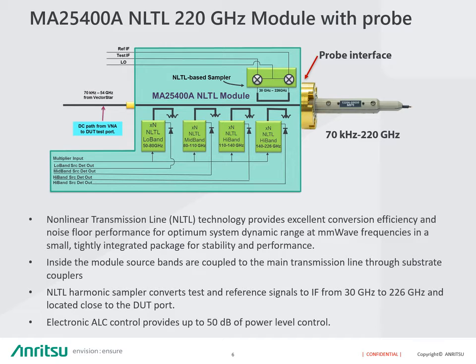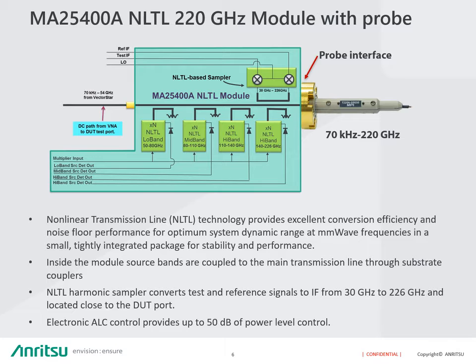The 220 gigahertz module provides a DC path back to the VectorStar baseband VNA. So VectorStar is providing the signal from 70 kilohertz up to 54 gigahertz and passes directly through the module to the test port. The module then provides the source bands, and those are coupled onto the main transmission line for best raw directivity, which gives you optimized measurement performance as well as calibration stability.